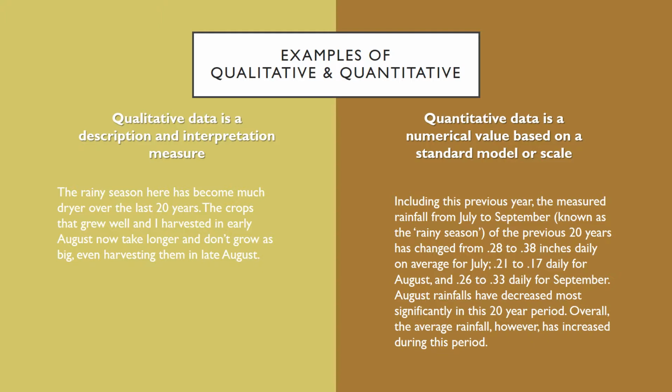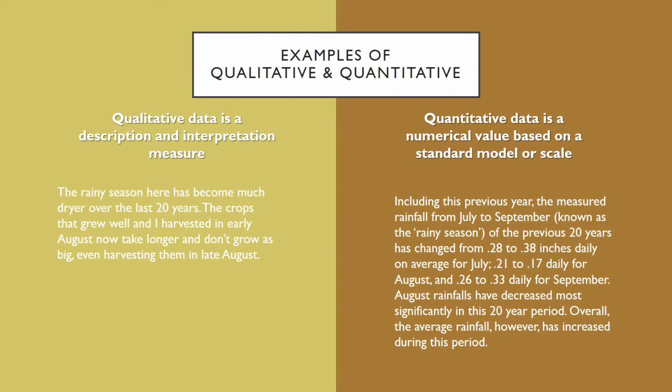Now, the same period is considered using quantitative measure. Including this previous year, the measured rainfall from July to September of the previous 20 years has changed from 0.28 to 38 inches daily on average for July, to 0.21 to 0.17 daily for August, and 0.26 to 3.33 daily for September. August rainfalls have decreased most significantly in this 20-year period. Overall, the average rainfall, however, has increased during this period.